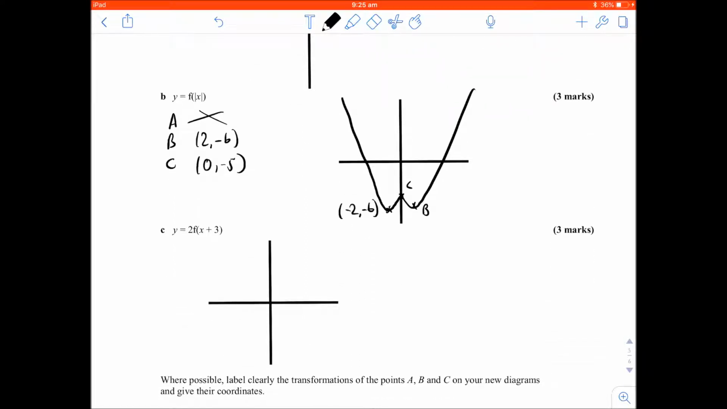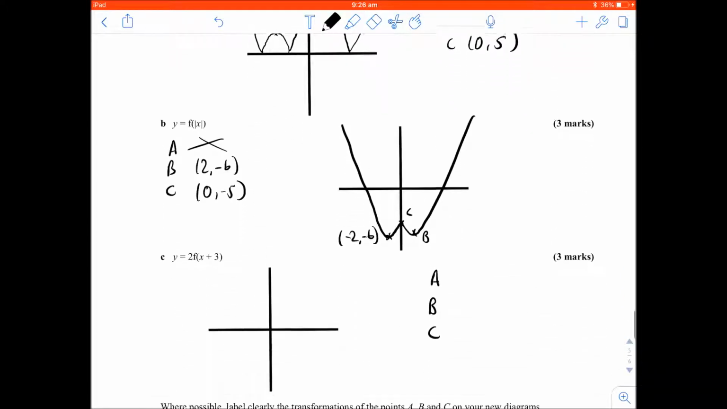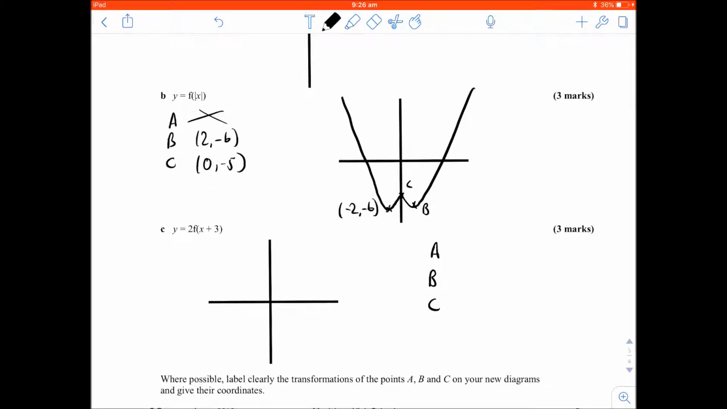Finally, we've got y is equal to 2 f of x plus 3. Now we've got two different transformations here. We've got one inside the brackets and one outside the brackets. So if we look at our original A coordinate, that was minus 4, 3. And so we've got the 2 outside the brackets that affects y and has to double everything. We've got the plus 3 inside the brackets, which affects x and does the opposite.